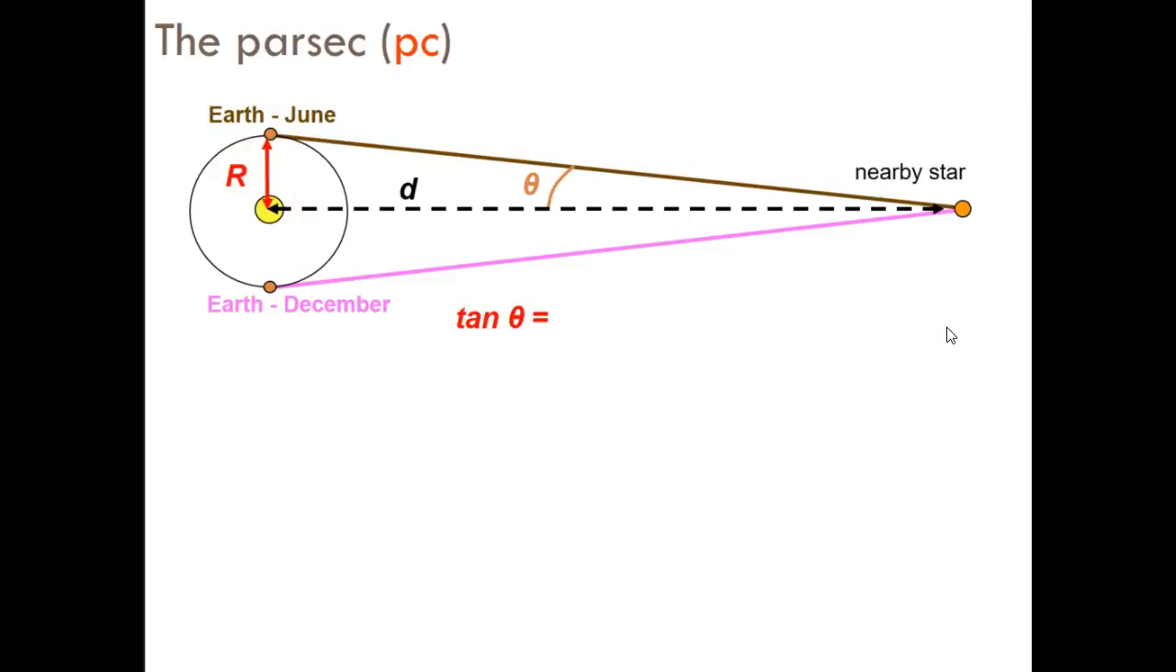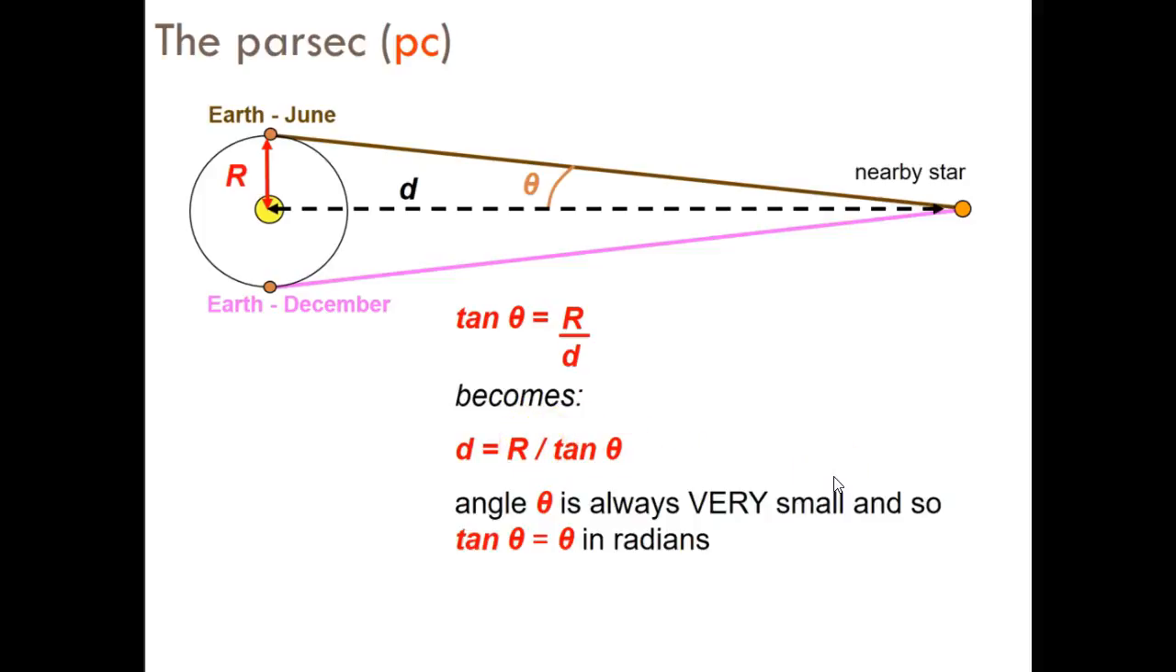And then all we do is use a little bit of trig. So tan theta is going to equal r over d. That gives me that the distance that the star is from us equals the radius, the 1 AU, divided by tan theta. Now, because theta is going to be very, very small, tan theta is basically going to equal theta if we do it in radians. So that boils down to saying that d equals r over theta. So for the definition of 1 parsec, theta would be 1 arc second and r would be 1 AU.